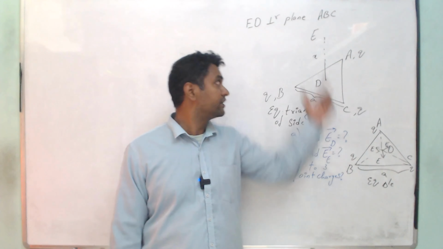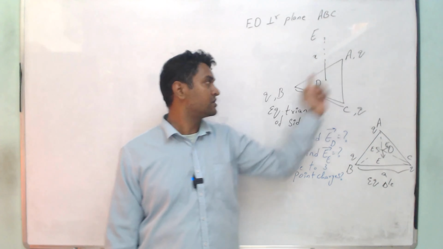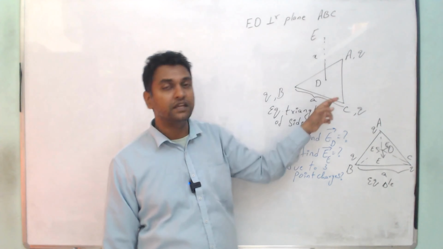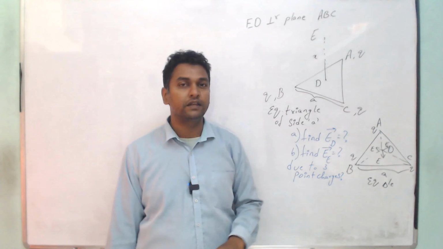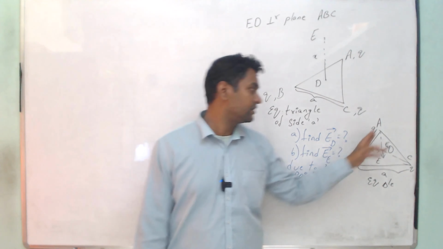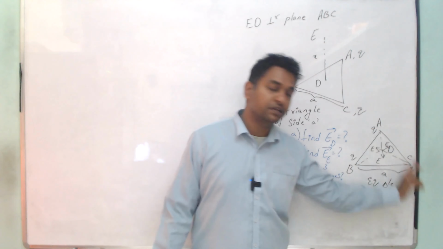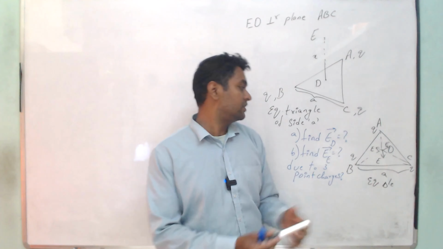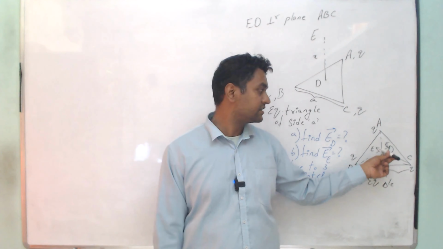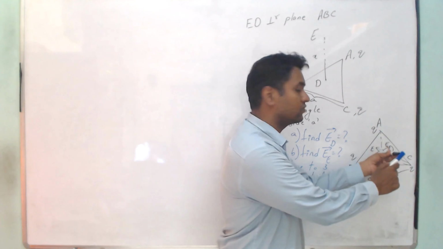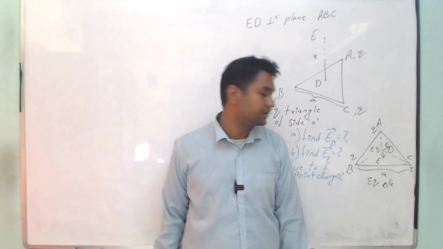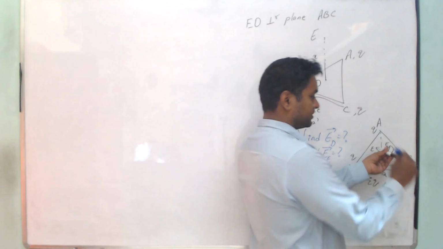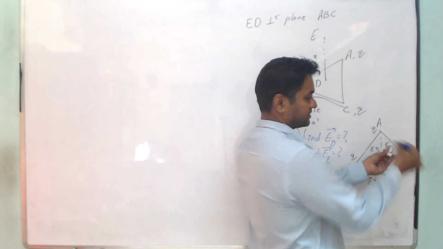Find the electric field at point E due to charges at the vertices of the equilateral triangle, where the line ED is perpendicular to the plane ABC. That means if I put the plane ABC in the plane of the board, my line D to E will be like this marker. The center is D and E is over here, point E. Now if you see, my individual vectors will be directed like this.